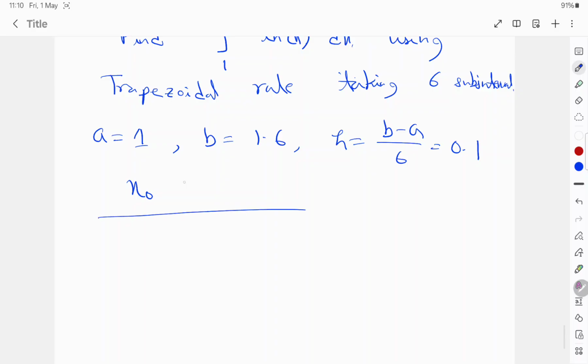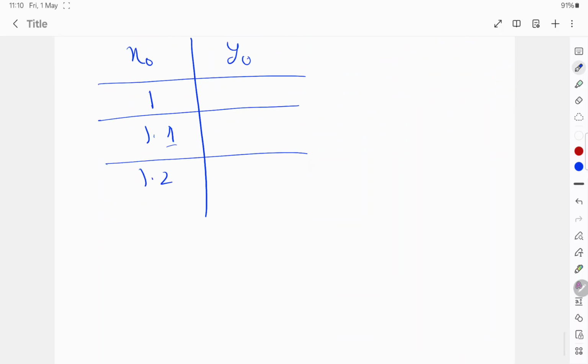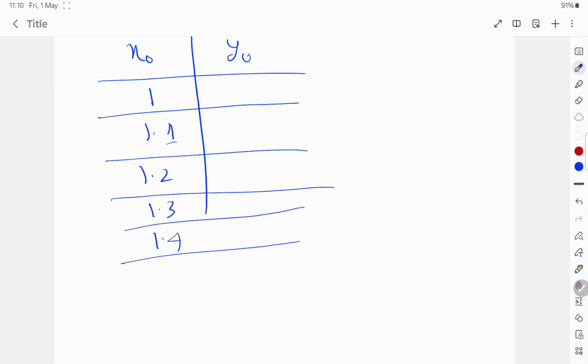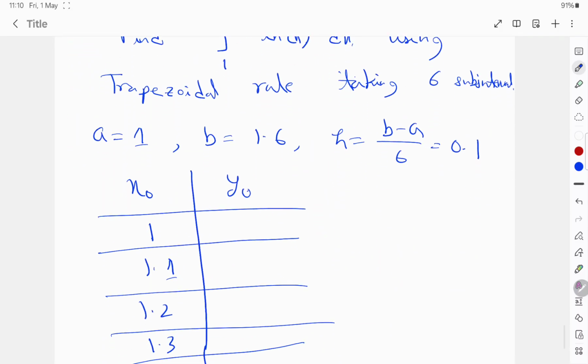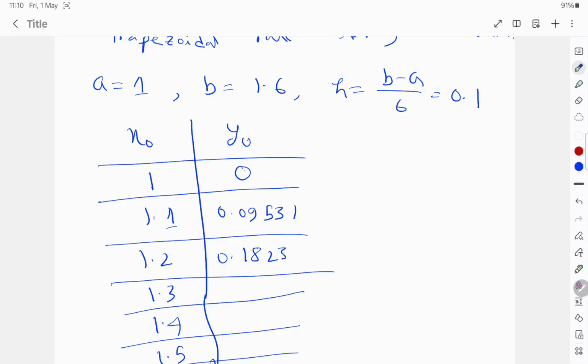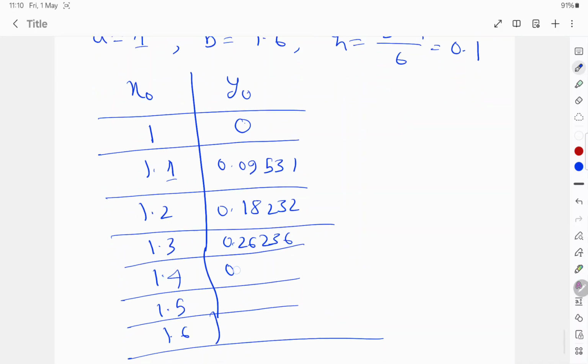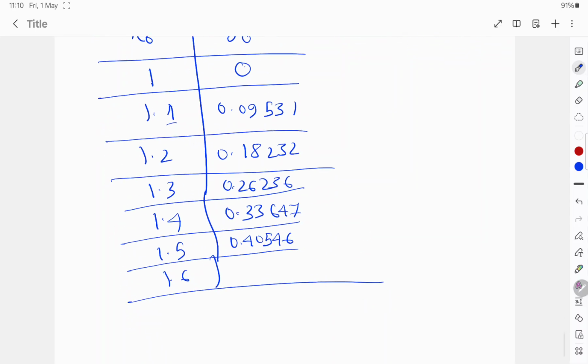If you make a table, just a normal table, you write 1, 1.1, 1.2, 1.3, 1.4, 1.5, 1.6, and using the calculator you find the ln of all the values. The first one, ln 1, is 0. ln 1.1 is 0.09531, ln 1.2 is 0.18232, ln 1.3 is 0.26236, ln 1.4 is 0.33647, ln 1.5 is 0.40546, and ln 1.6 is 0.4700.